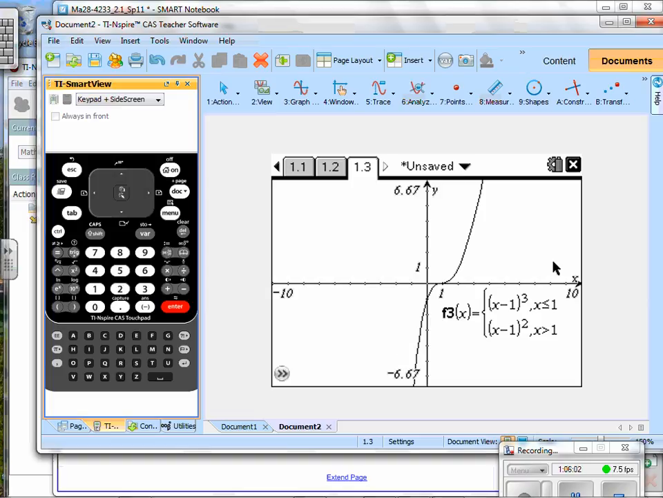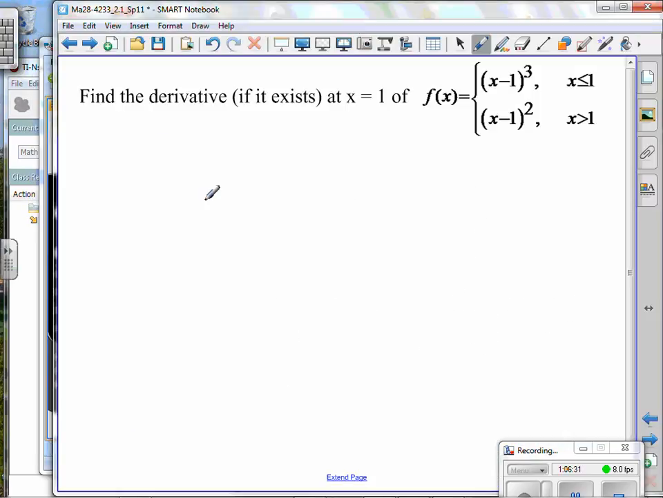Okay, we type it as if we're writing it, and then press enter. We might have to look at our window a little better, but it looks almost as if it's continuous here. This piece is the cubic model, and this piece is the quadratic model, so it's not a cubic equation totally. What we're going to do with this, and most of the work here, is to find the derivative if it exists.